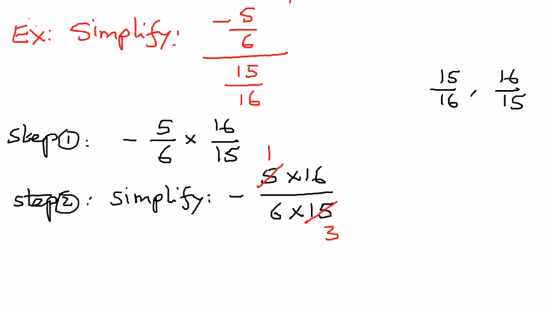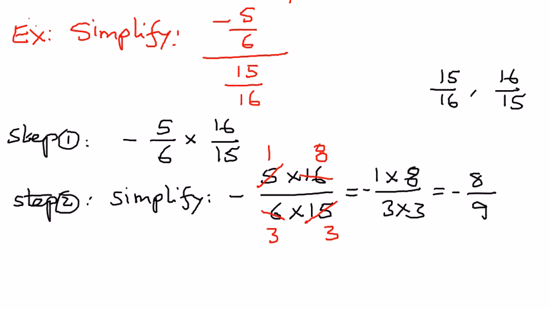Again, 6 and 16 are multiples of 2. So we're going to reduce it some more. 2 times 3 is 6. 2 times 8 is 16. So therefore, when we reduced it, it came down to 1 times 8 divided by 3 times 3 with a negative sign. So when you simplify it some more, 1 times 8 is 8, divided by 3 times 3 is 9, with a negative sign, and therefore this complex fraction, negative 5 over 6 divided by 15 over 16, simplifies to another fraction, and that fraction happens to be negative 8 over 9.